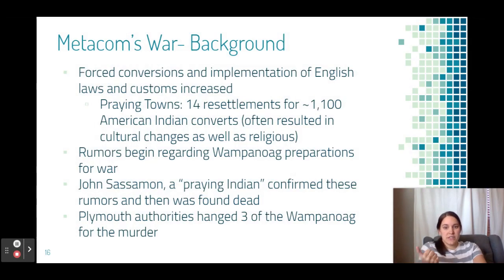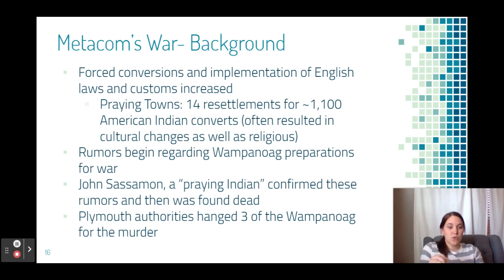The forced conversions, implementations of English laws and customs were increasing during this time, so much so that they actually created praying towns. This is where American Indian converts would be resettled when they adopted Christianity. And they really ended up living this life in between. They weren't completely accepted by the English, and they were definitely criticized or not trusted by American Indians. So these praying towns were developing, and there were rumors between the Wampanoag and the English, wondering whether war was going to take place.